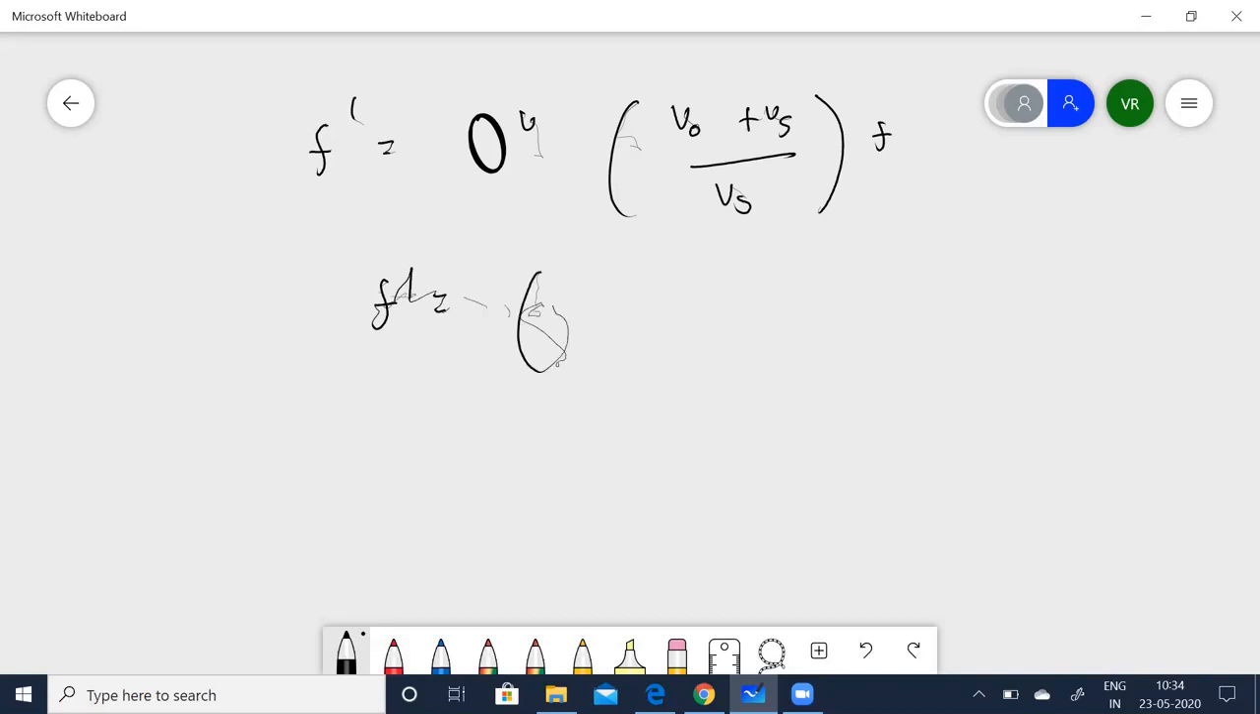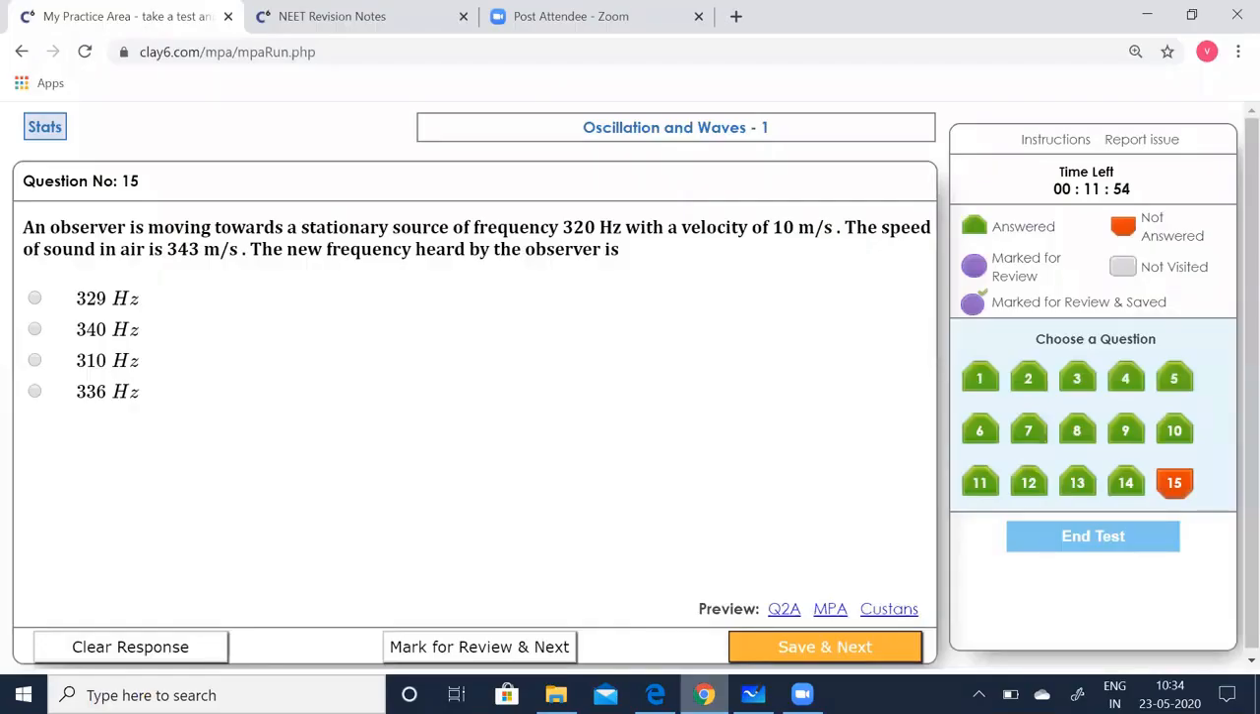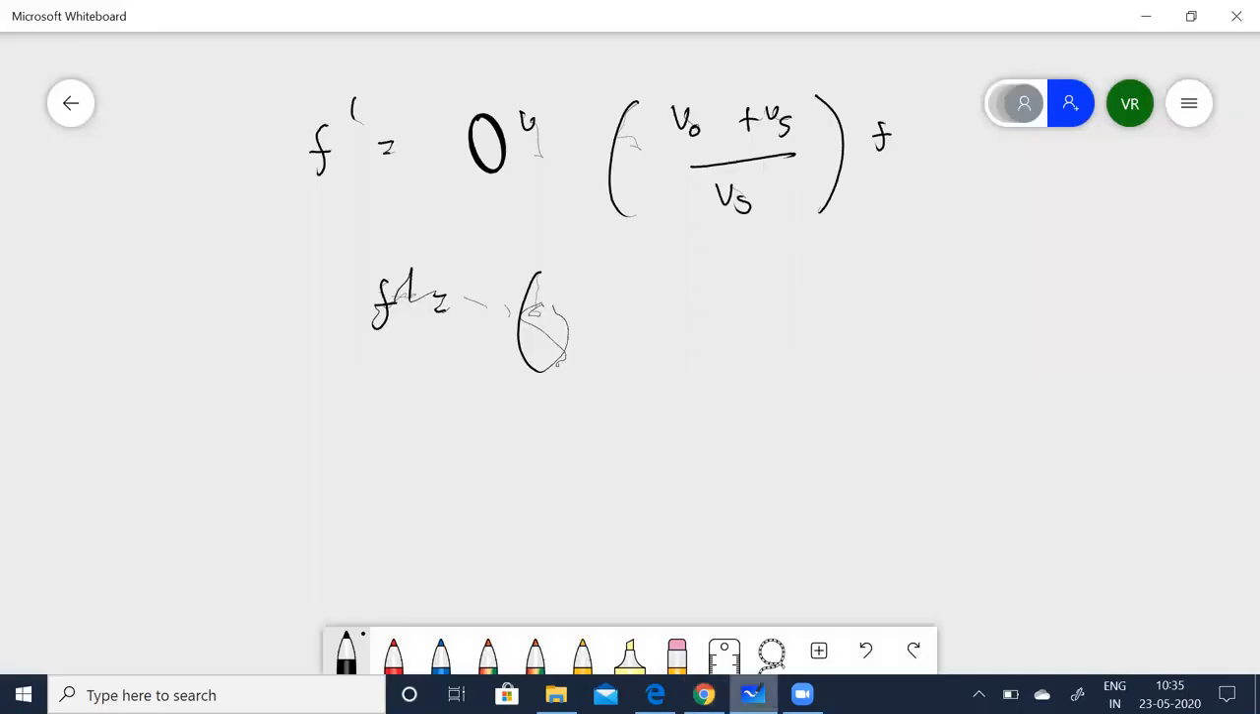So look at what is being given: 10, right? And then the frequency of the source is given as 320. So just substitute that and find out. The speed of the air is given as 343. You can now substitute that. You can either take it as Vs or simply V only.